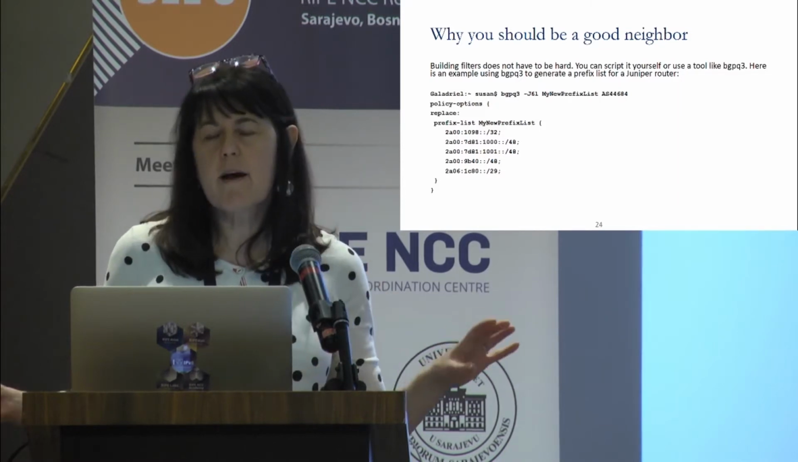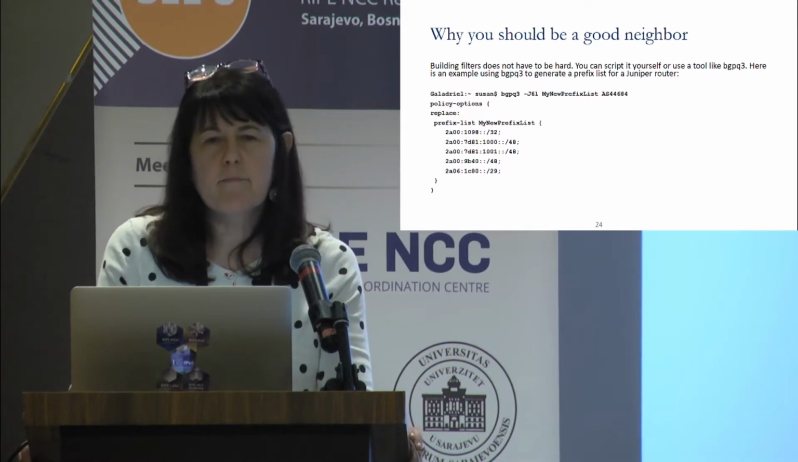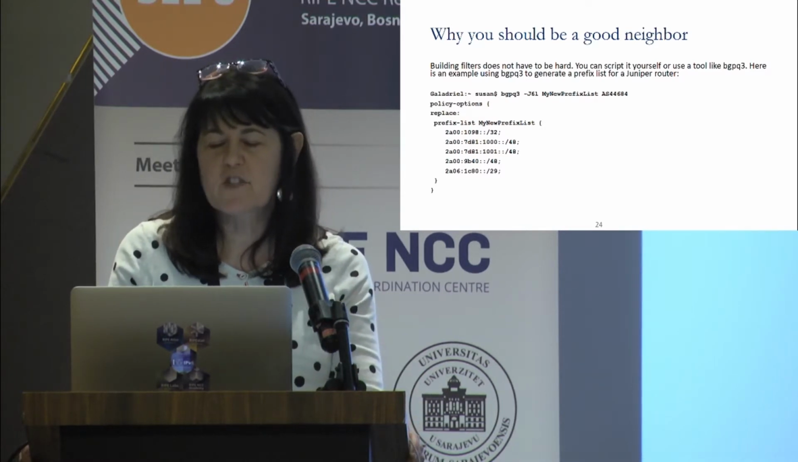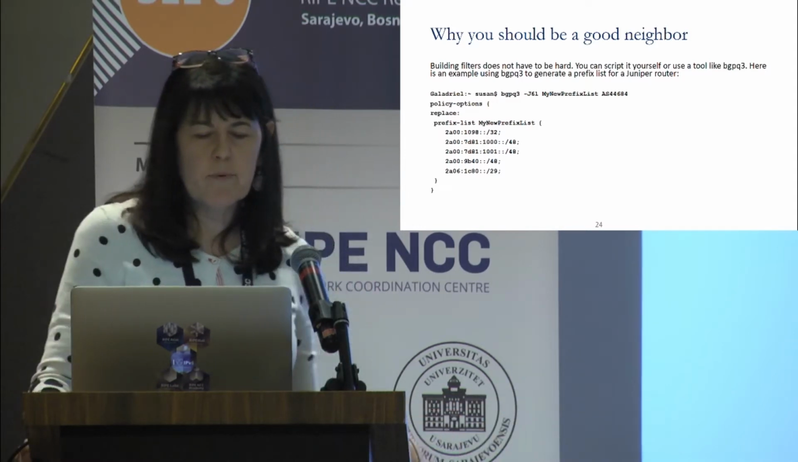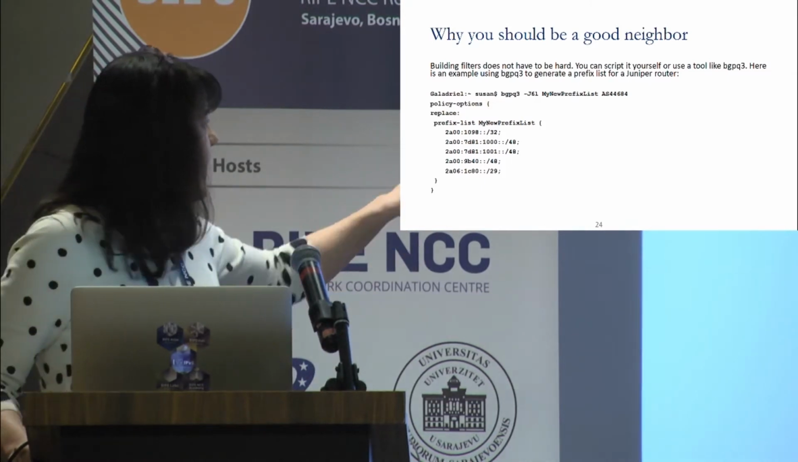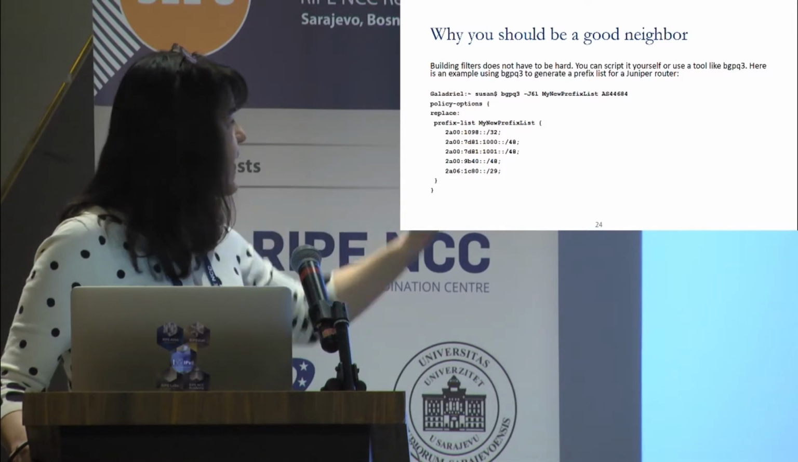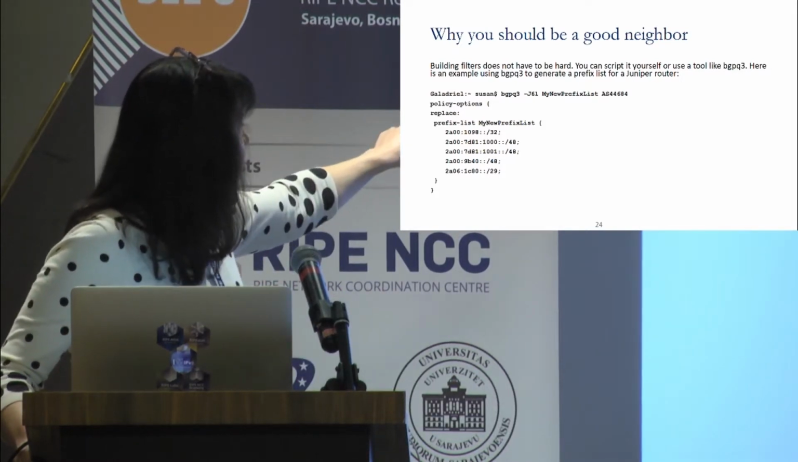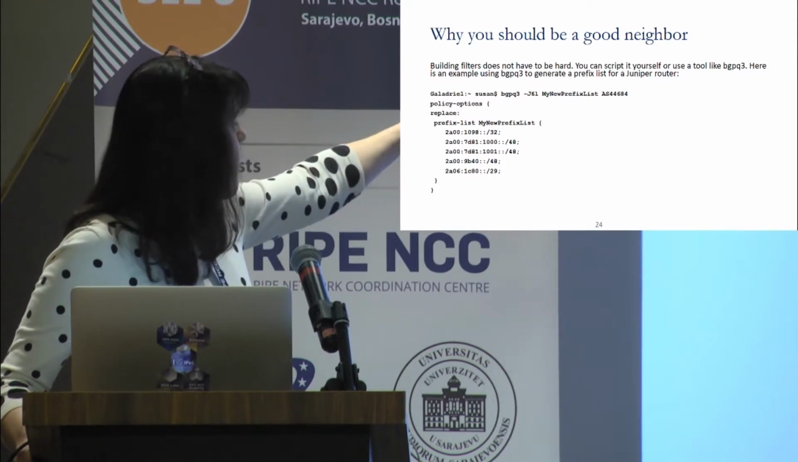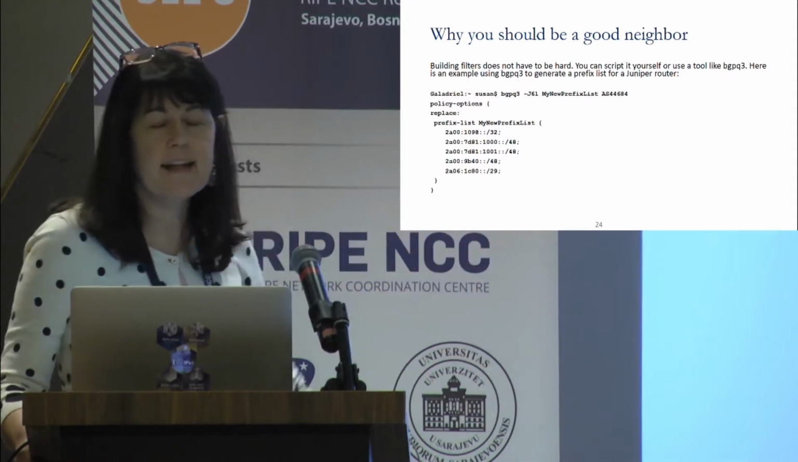And if you are worried about filtering, actually it is easier than it's ever been. Building BGP filters for your peers is super easy. You can script it yourself, or you can use a tool like BGPQ3. I've given you an example here of where I just took a network, AS44684, which happens to be Mythic Beasts, some friends of mine in the UK. And I generated an IPv6 prefix list in just that one command line for a Juniper router. And there it is. It's that simple.